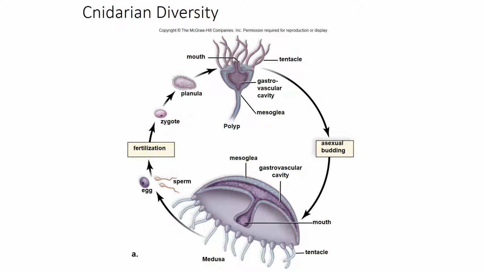Cnidarians actually have what's called nematocysts. And nematocysts, that's this long spiral coiled thread, and that's how they actually trap their prey.